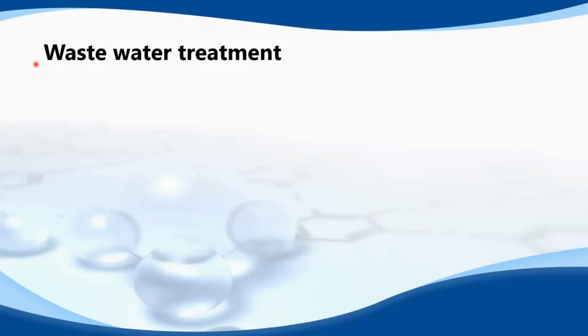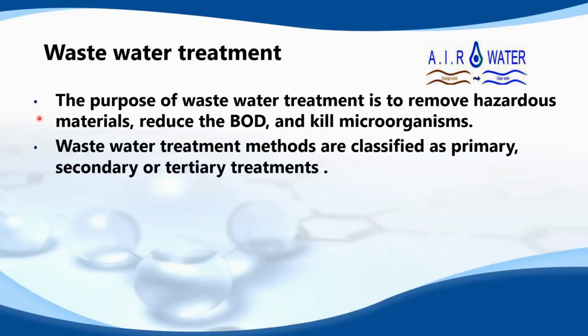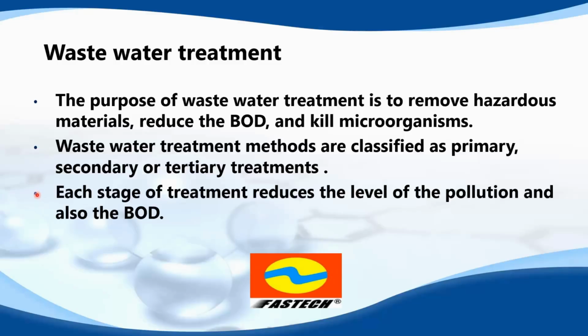In this video, we'll look at various methods of wastewater treatment. The purpose of wastewater treatment is to remove hazardous materials, reduce the BOD, the biochemical oxygen demand, and kill microorganisms. Wastewater treatment methods are classified as primary, secondary, or tertiary treatments. Each stage of treatment reduces the level of the pollution and also the BOD, the biochemical oxygen demand.